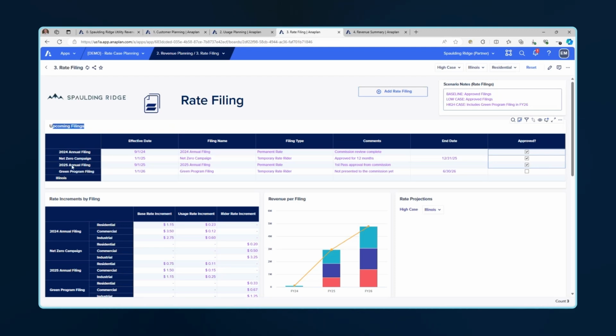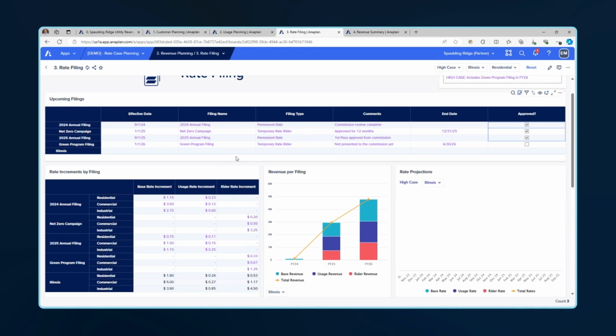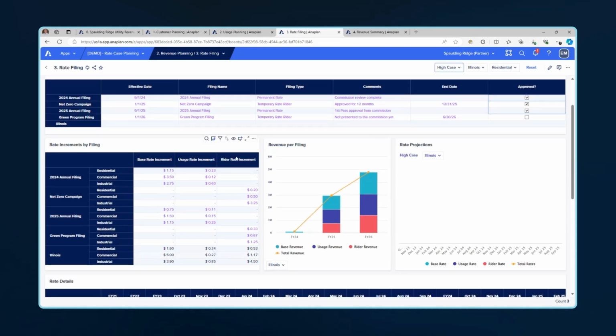All right, so you'll see that 3 of these have been approved by the commission. 1 is in planning phase. We have not yet presented it to the commission, but we do want to plan for it. And in our scenario cases, we're going to use for high, base, and low case only the approved filings. In our high case, we're going to include this planned filing really to see the impact that it has into our overall revenue.